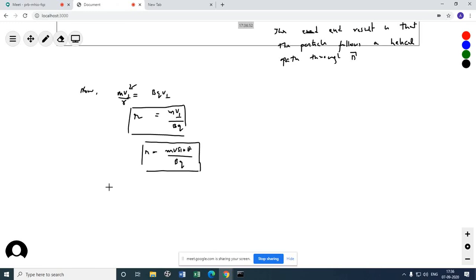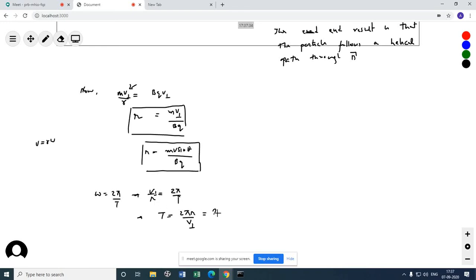We can write 2 pi r by t. Now you can see how I'm writing this; this is another way of doing it. We know omega equals 2 pi by t, right? Yes, sir. And then v equals r omega, so omega can be written as v by r. So v by r is equal to 2 pi by t. Then t will be equal to 2 pi r by v. Can I write it like this? This is the v perpendicular one.